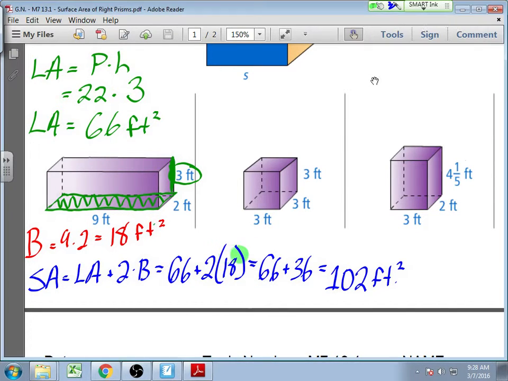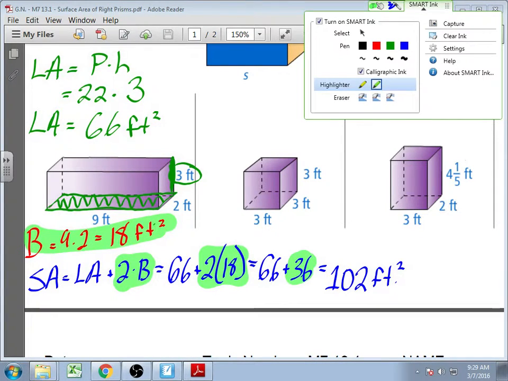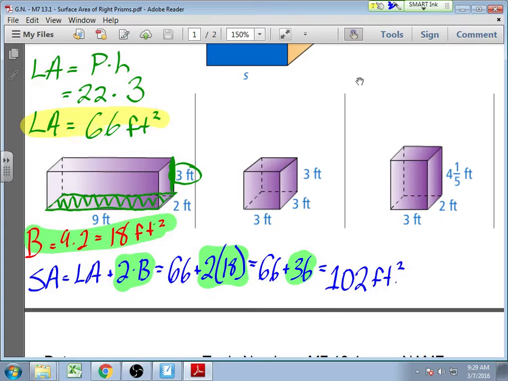That's where the doubling came from. I do my lateral area, which I already found was 66. My big B I found was 18. I have to double that once I put it in the formula. So I'm kind of color coding to help you guys see where everything follows through. Any questions on how we found that lateral area?